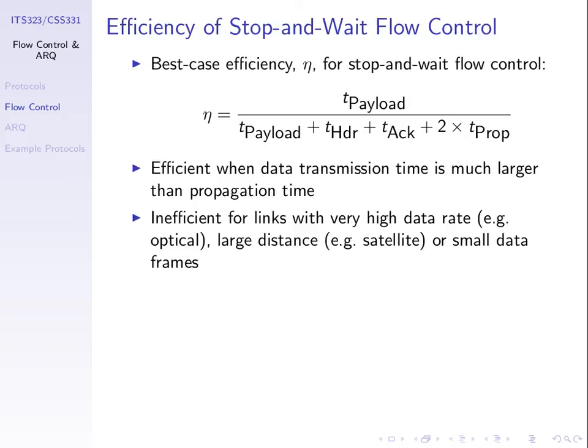We calculated the efficiency, and you can derive a general equation for it. It is the transmission delay of the payload, the 1,000 bytes in our case, divided by the transmission delay of the data frame, which is payload plus header, plus the transmission delay of the ACK, plus two propagation times. This one doesn't include processing; we could add that in if necessary. Assuming we can't control the header or the ACK, that is, they're usually quite small and we cannot change them, then really it depends upon the payload size and the propagation delay.